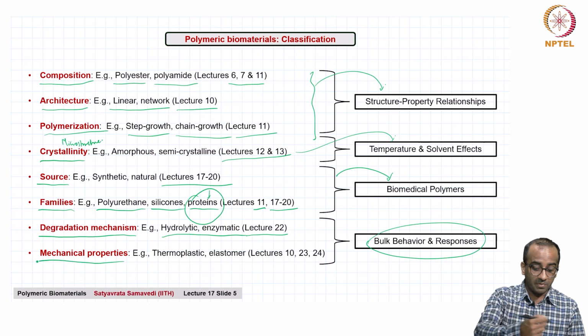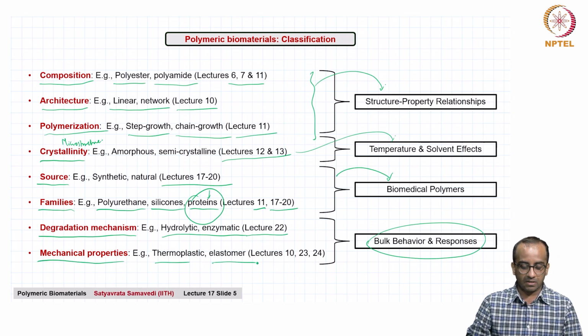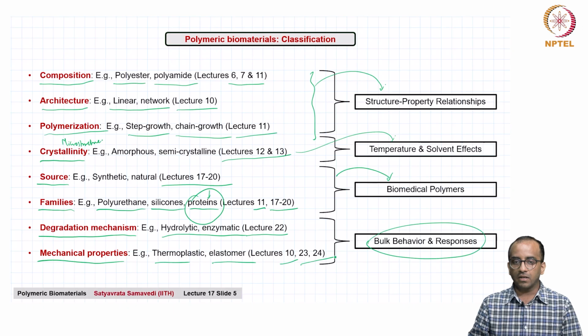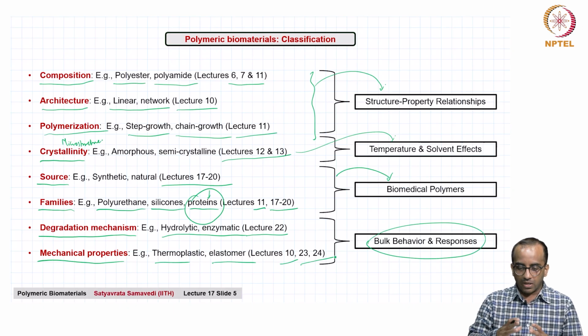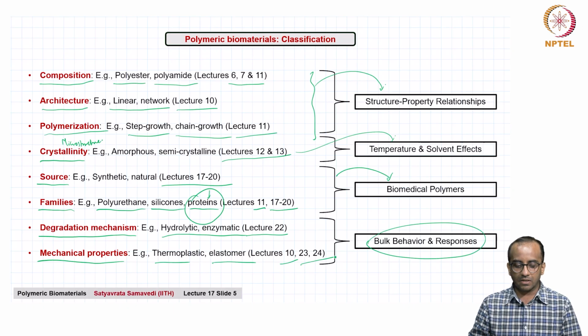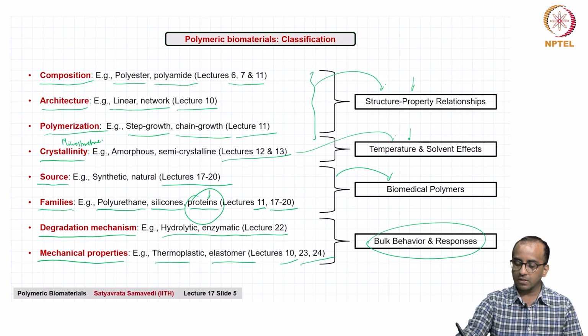You can also classify polymers based on mechanical properties, for example, thermoplastic, elastomer, and so on. We have briefly looked at it in the context of lecture 10, and we will again revisit this in more detail in lectures 23 and 24. So, in one slide, we summarize or we give a snapshot of different ways of polymeric biomaterial classification, and we are also looking at in this course how we have covered the different classifications. So, a lot of it we have covered, some we will cover in this and subsequent lectures under these 4 different themes.